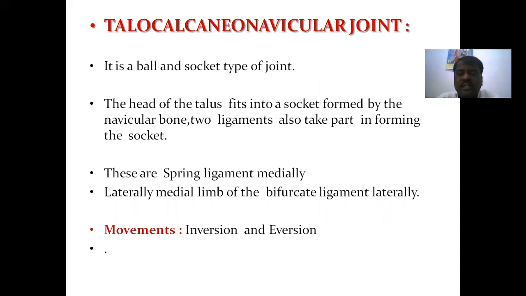These are the spring ligament medially, and laterally the medial limb of the bifurcate ligament. So one is the spring ligament, which attaches to the medial surface of this, whereas the lateral surface is attached by the medial limb of the bifurcate ligament. What are the movements here? One is inversion, another one is eversion.